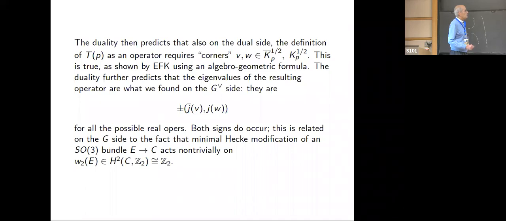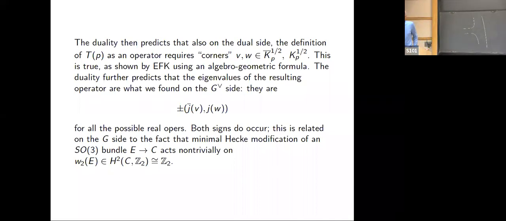So the duality predicts that on the dual side, the definition of T_F as an operator, first of all, requires the same data we used. That's true, as was shown by FGK using an algebraic geometry formula. And then the duality predicts that the eigenvalues of the resulting operator will be what we found on the dual side, namely this, for all possible real opers. Both signs do occur. That's related on the G side to the fact that a minimal Hecke modification of an SO3 bundle acts non-trivially on the second cohomology.